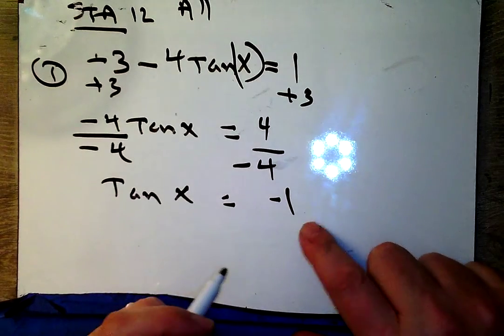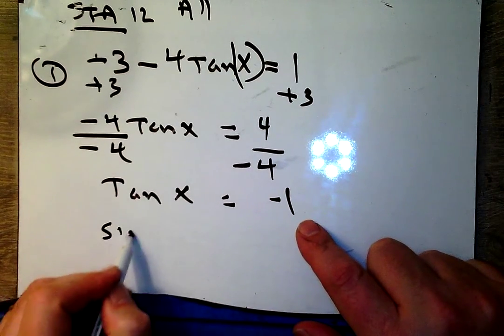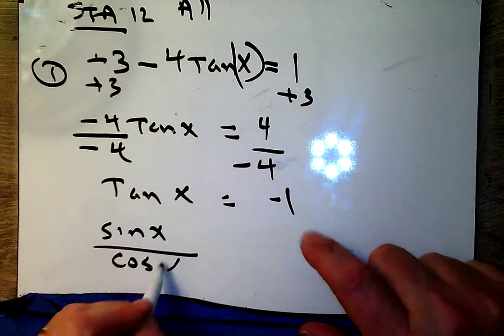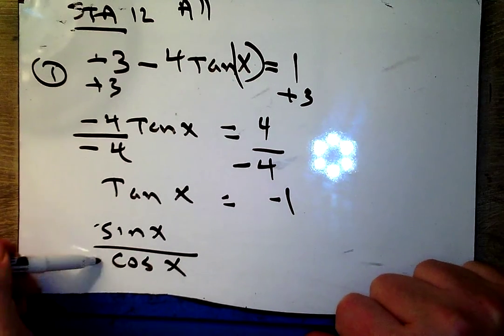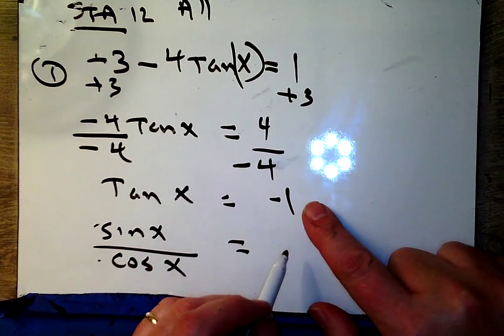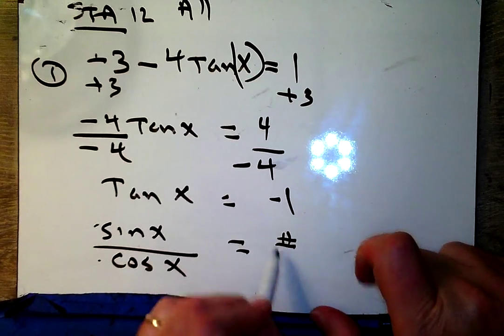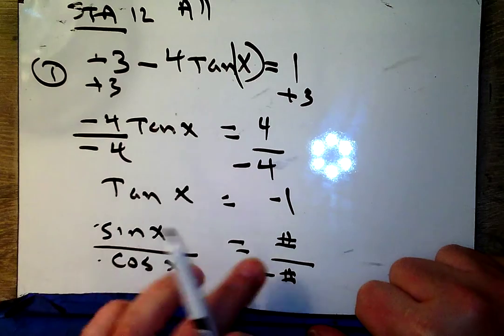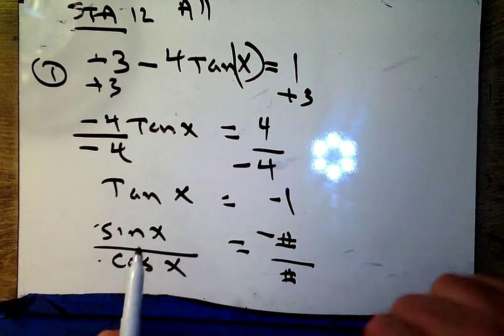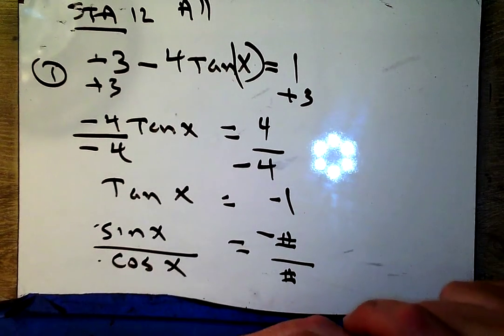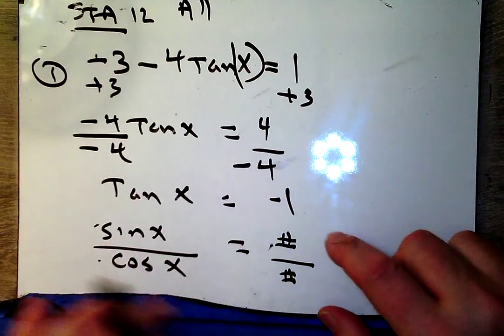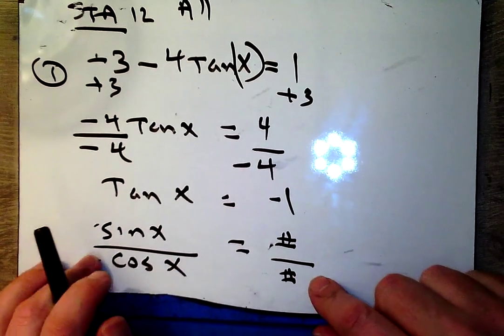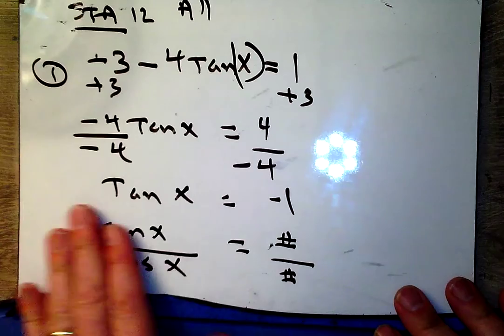Well, I know in order for tangent to be equal to -1, the sine and cosine values, or the y and the x values, need to be opposites, right? I need to have a number here and a number here, and one of them is going to be negative and one positive. So where does it happen that the sine and cosine of the x and y values are the same on the unit circle?